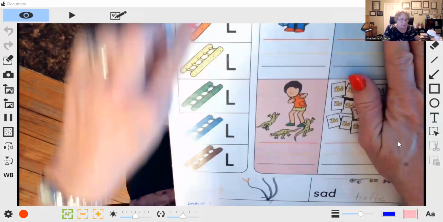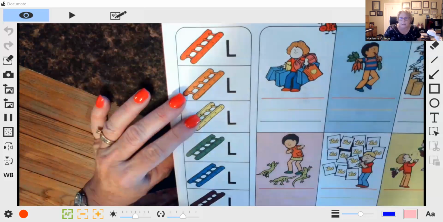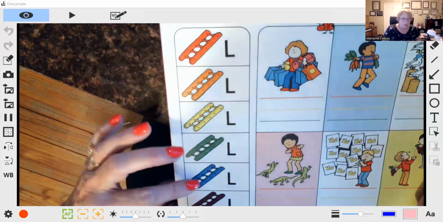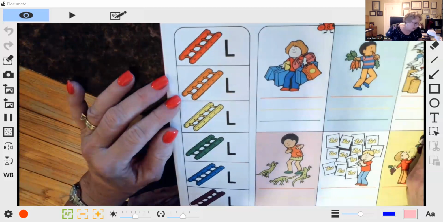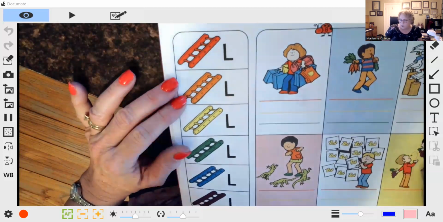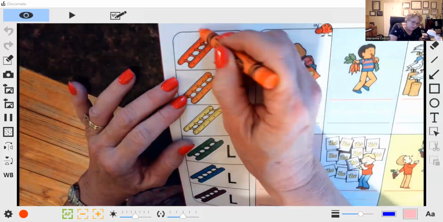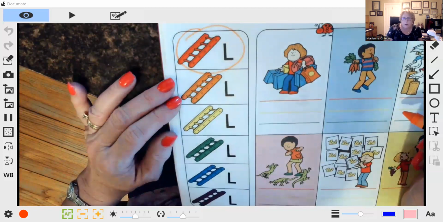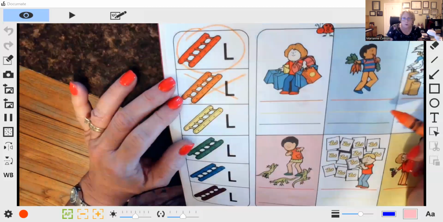Whenever you see the colors of the rainbow, that means we're going to have a word list. So red, orange, yellow, green, blue, purple. And I have my L words. So does the word lap start with L? Lap? Yes. Does the word nap start with L? No. So we're going to put an X when it's a no.